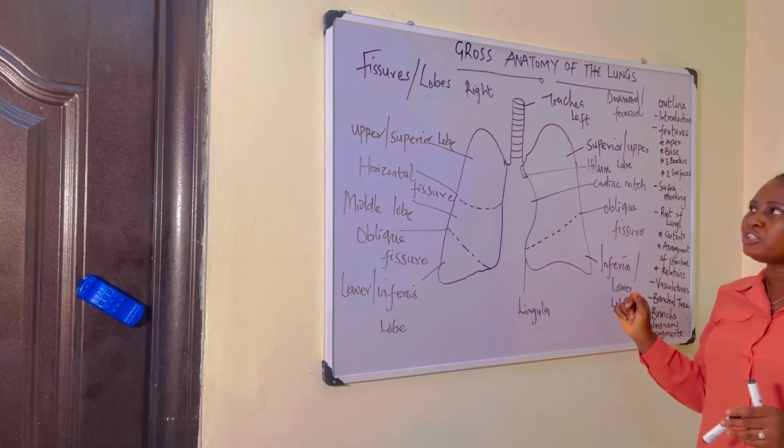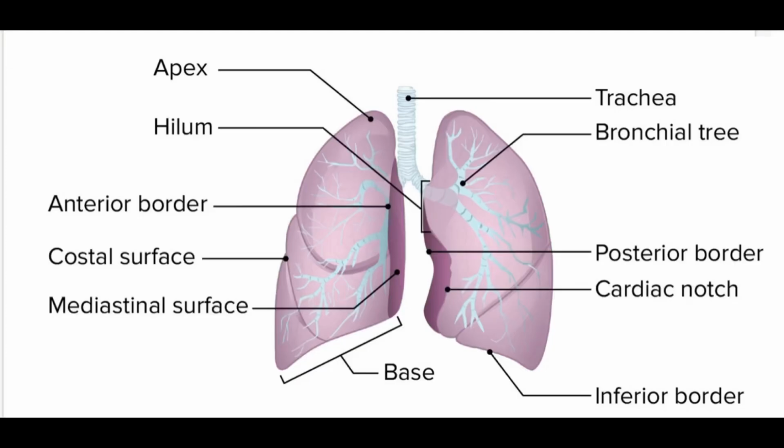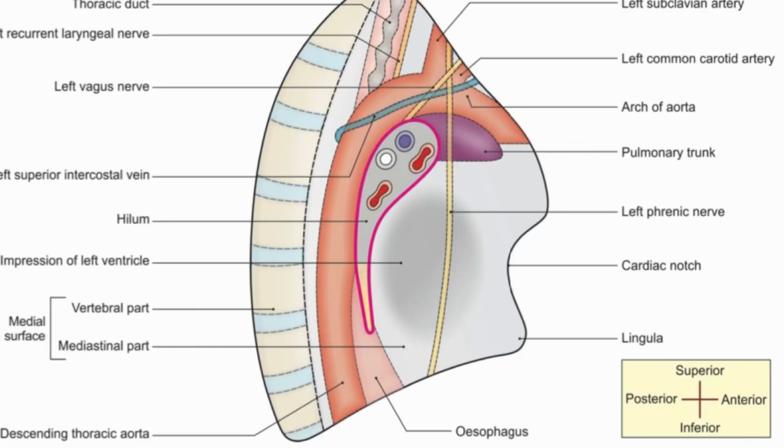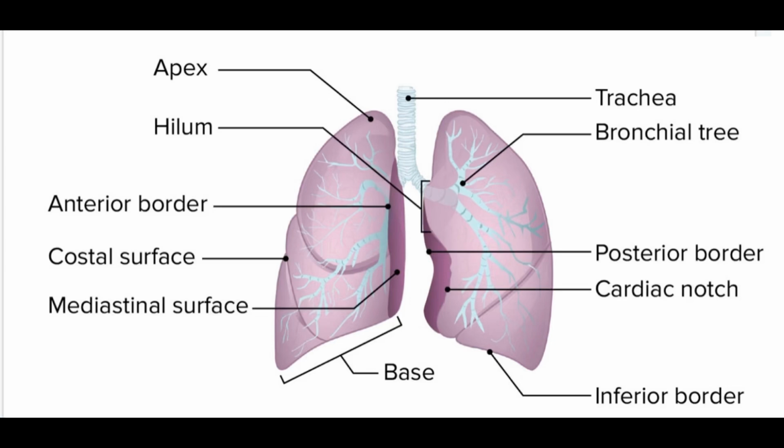So that's all for the fissures and the lobes of the lung. So let's talk about the features of the lungs. Each lung is conical in shape, as you can see. It has an apex, a base, and two surfaces, that is the costal surface and the medial surface. This medial surface is divided into two parts, the mediastinal part and the vertebral part. And finally, the lungs have three borders, the anterior border, the inferior border, and the posterior border that is seen at the back.